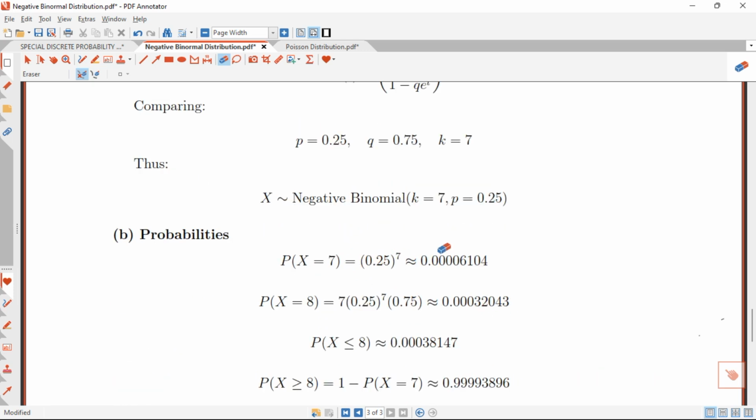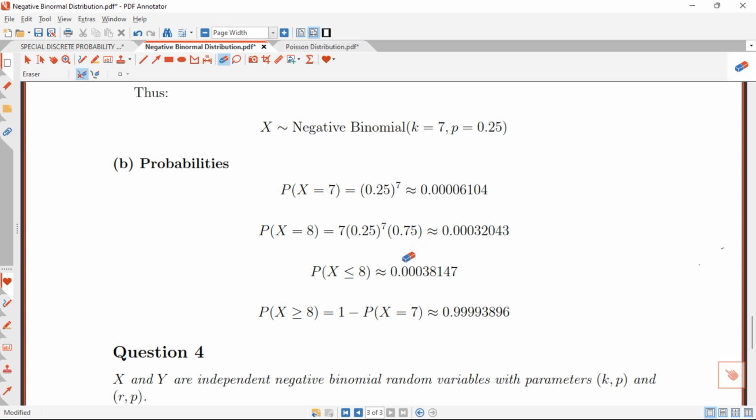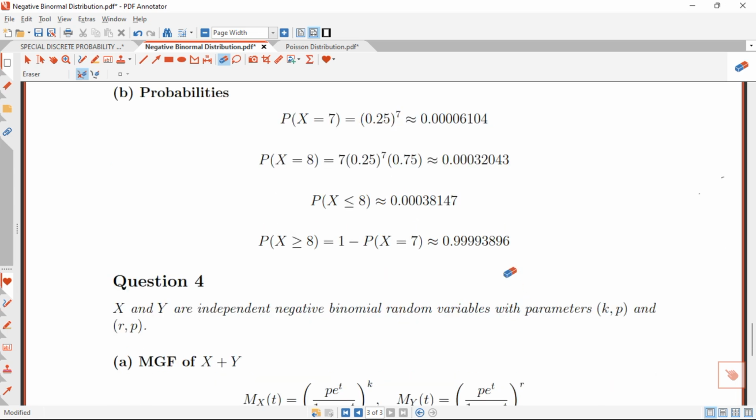So once we add the two, we are going to get 0.00388147. That is what we are going to get. And then we have been asked to calculate probably that our x is greater than or equal to 8, which is equal to 1 minus probably that our x is equal to 7. Okay, we are going to get 0.999386. Okay, that is the solution.